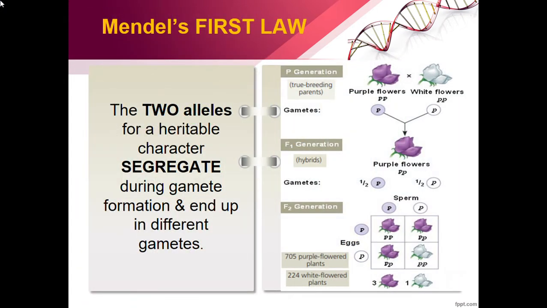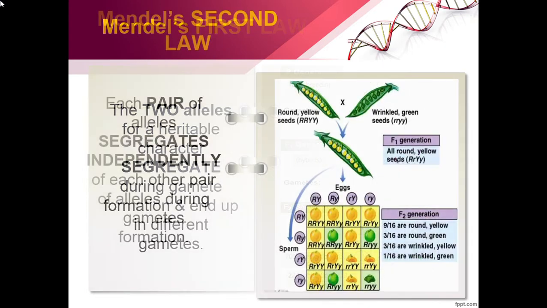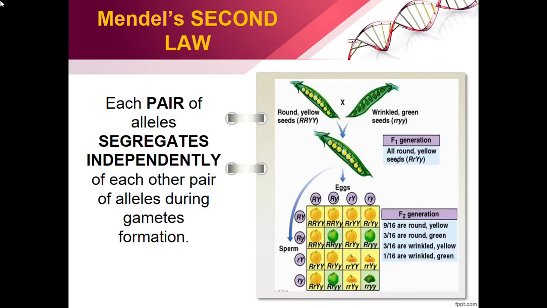Mendel's first law, or law of segregation. Mendel's first law states that the two alleles for a heritable character segregate during gamete formation and end up in different gametes. Mendel's second law, or law of independent assortment. Mendel's second law states that each pair of alleles segregates independently of each other pair of alleles during gamete formation.